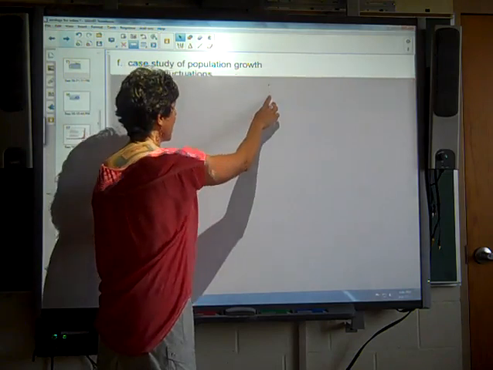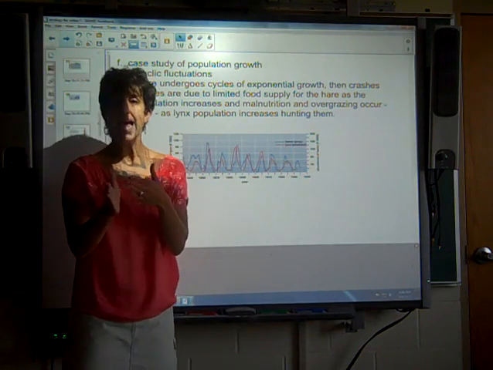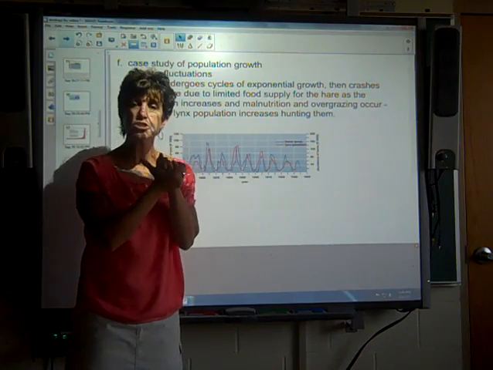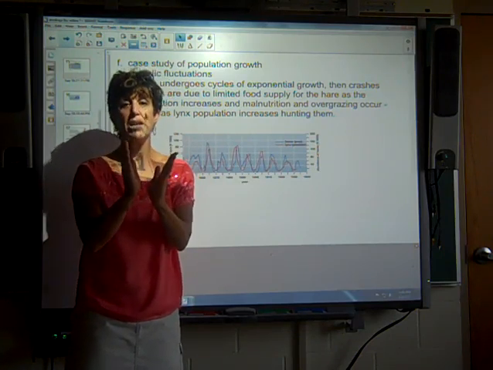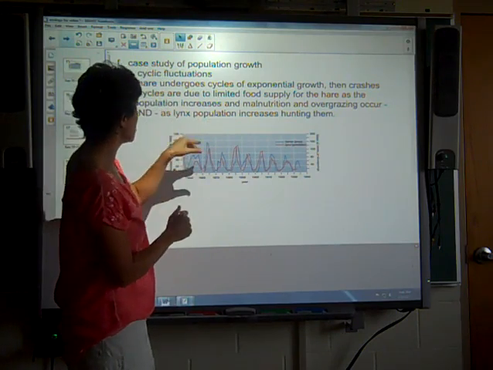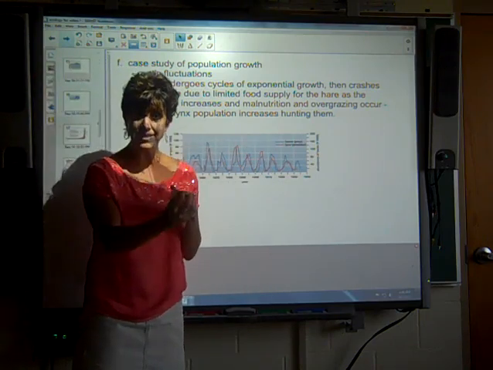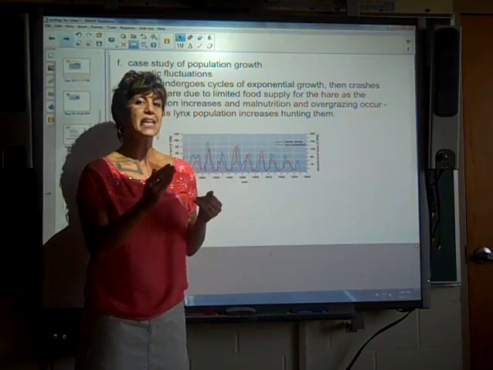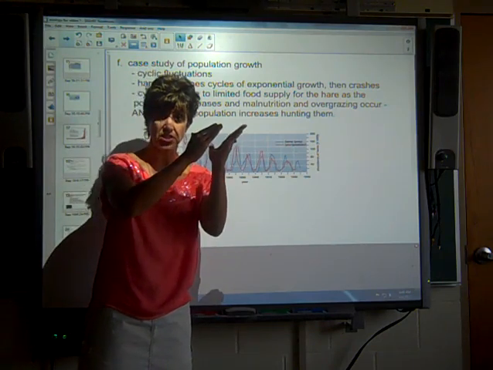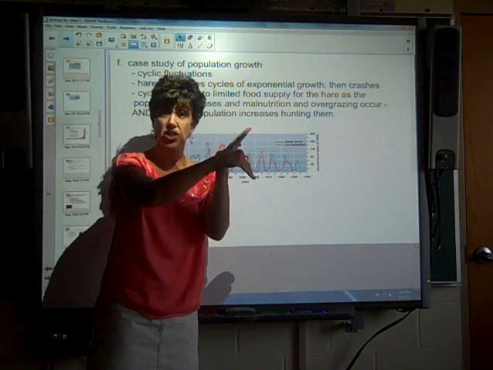All right, the last thing I have here for today is a case study of population growth, and this actually is right out of your book. It's looking at two populations and how they affect each other, and you can actually see amazing fluctuations that parallel each other. This example is of lynx and hare, I believe. Yeah, the lynx population, so a lynx, a wild cat, and a hare, a wild rabbit. As the hare population increases, that is food for the lynx. So the lynx population starts to increase. As the lynx population increases, they're eating the hare, so the hare population starts to go down.